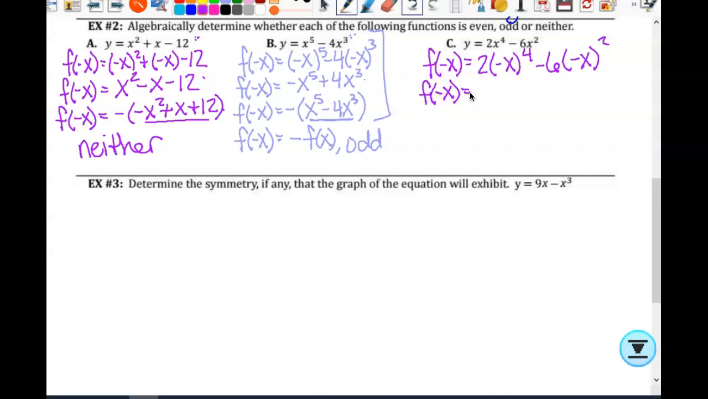So negative x to the 4th, is that positive or negative? Positive. So that's 2x to the 4th. And then negative x squared is positive. So that's minus 6x squared. Yes? All right. So now that I've done that correctly, does this match this exactly? Yes, that means that, so I'm bringing this down right here, f of negative x equals, and then this is f of x. And since f of negative x equals f of x, this is what? Even.